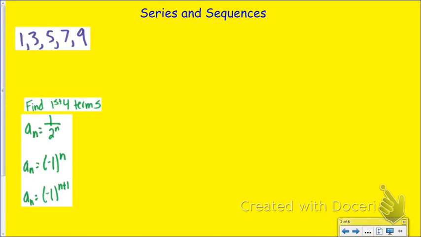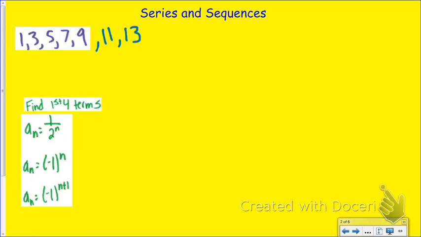Alright guys, today we're going to start looking at series and sequences. So sequences are actually something that you've looked at before, and that's what this first example here is. If you look at this pattern, 1, 3, 5, 7, 9, you can all figure out what the next numbers are going to be. But what we have to do is come up with a sequence for the nth term of this.